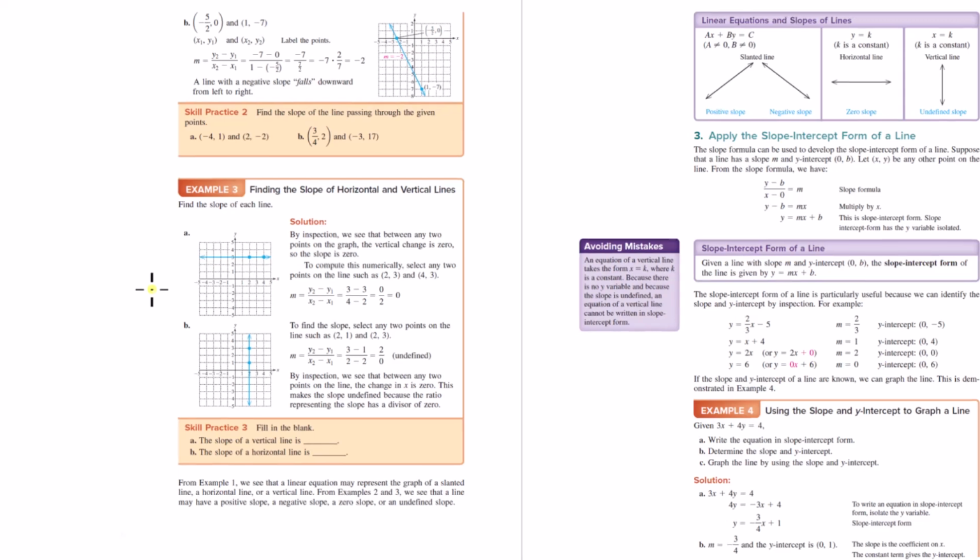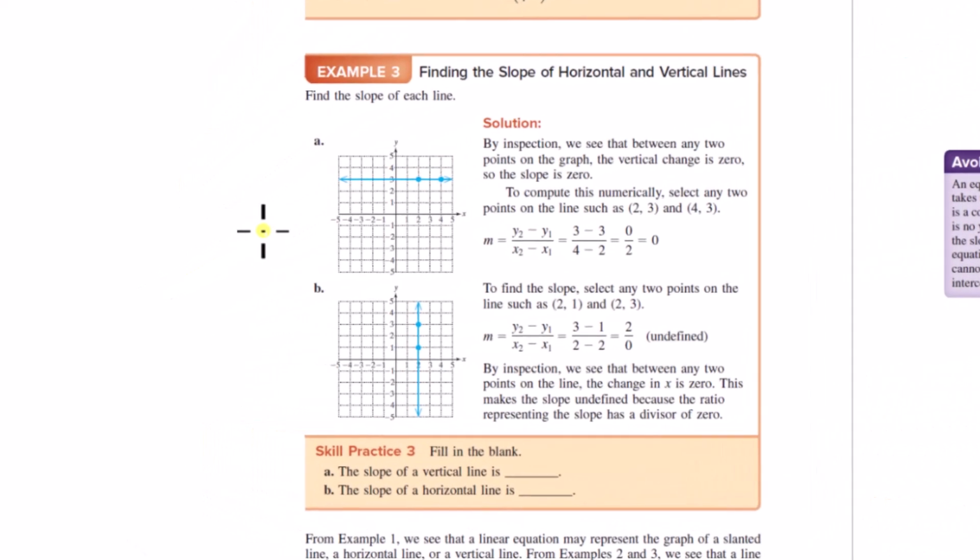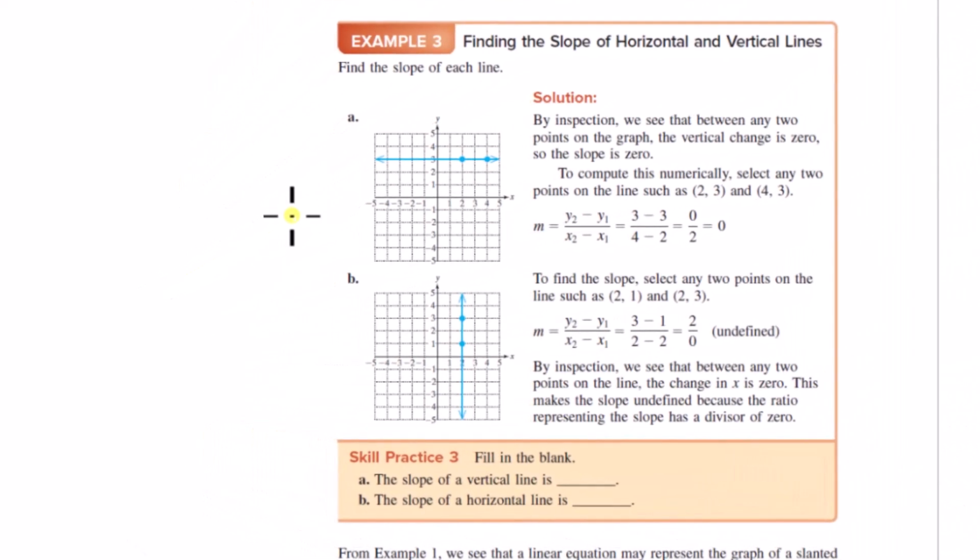Okay, now let's think about calculating the slopes of 2 of the special cases of lines in a plane, the horizontal line and the vertical line. So let's calculate the slope of this horizontal line here. The line y is equal to 3. Well, okay, we know that any point on that line is going to have y coordinate 3. So we know one point is going to be 2, 3, and another point is going to be 4, 3.